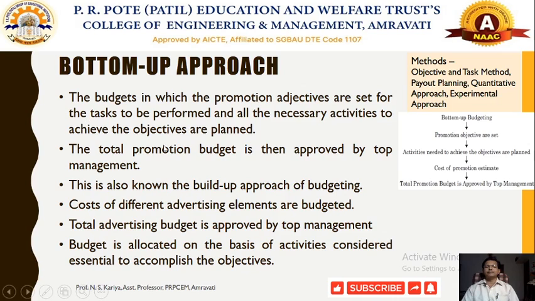Here the total promotion budget is to be approved by the top management. Again, the top management will decide whether they need to approve that particular advertising budget or not, but primarily they need to think about what the advertising objective will be, and whether the other related activities have been planned. Depending on the advertising objectives as well as other activities, the top management will finalize the advertising budget.